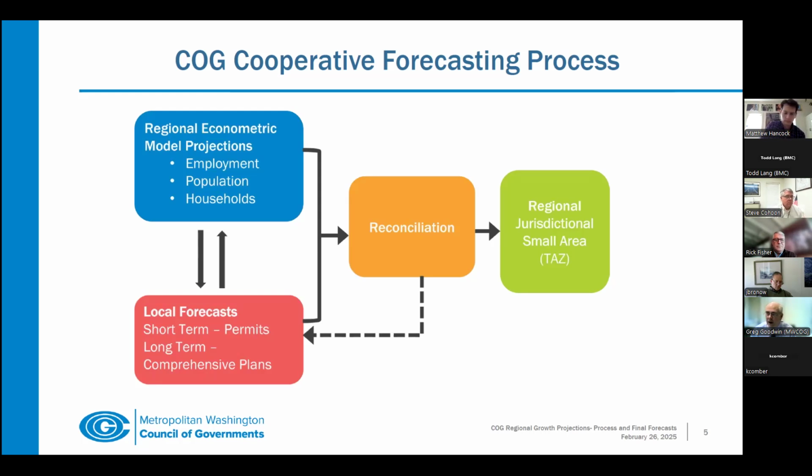So the final product that is developed by our local jurisdictions is the TAZ level data. Some jurisdictions will produce their jurisdictional level data based on developing the TAZs first. Other jurisdictions will, from a top-down approach, develop jurisdictional totals and then distribute that down to the different TAZs within their jurisdiction. So this has been relatively the process for a number of years now.